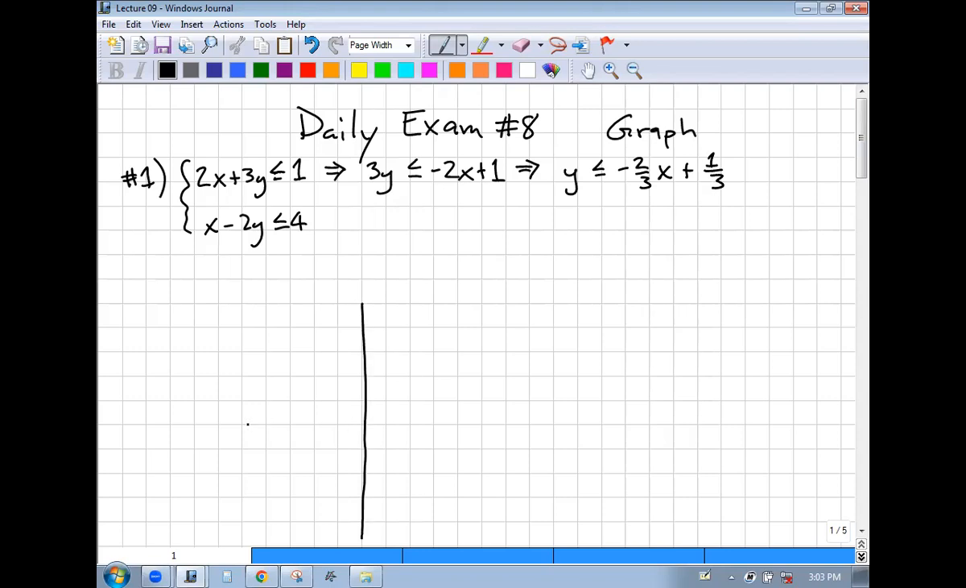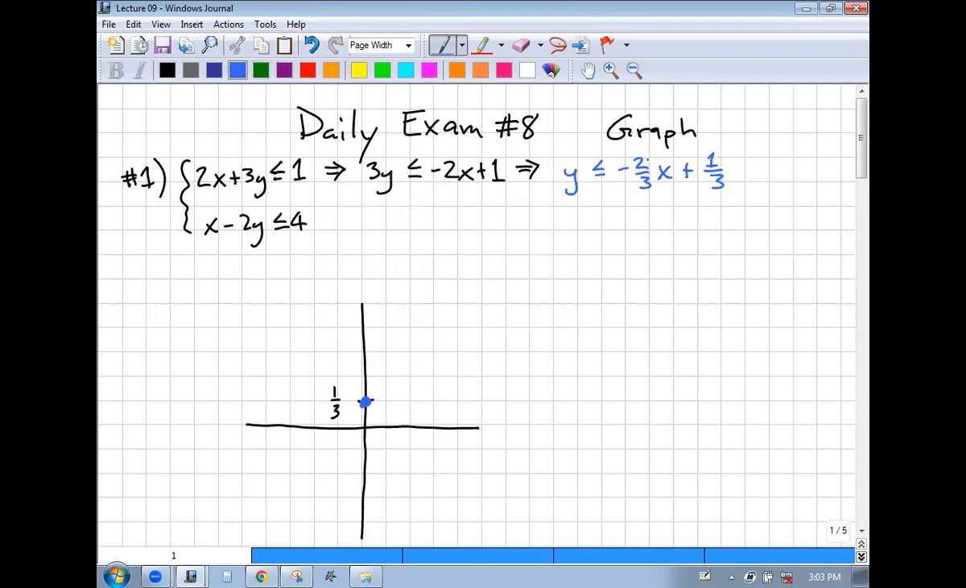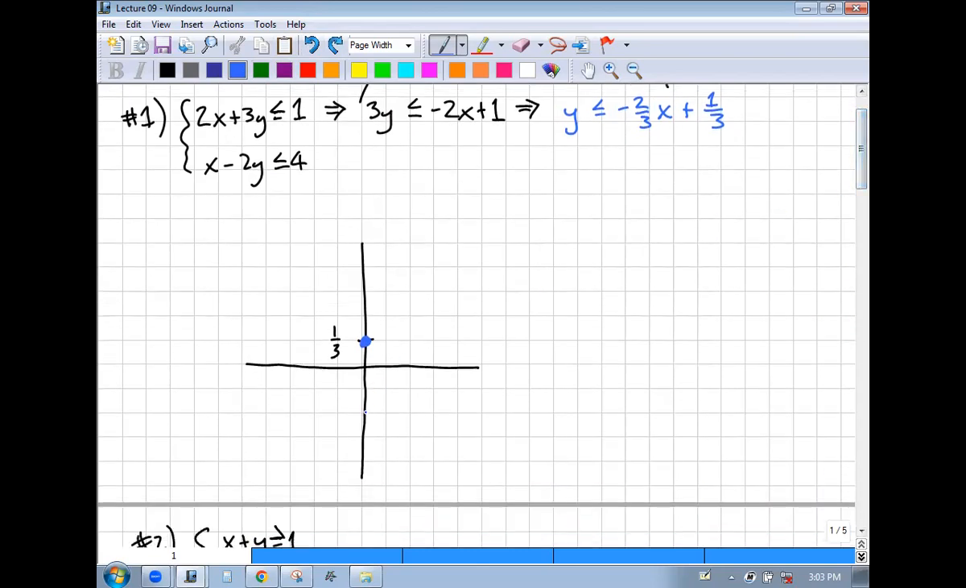So let's see. Try to do something reasonable here. Our y-intercept is at 1/3. So if we make each tick mark worth 1/3, that means that's a point on our line. We'll make this blue. And then our slope is -2/3. So for every 2 I go down, I have to go to the right 3. And let's see, since each one of these tick marks is worth 1/3, 2 would be way down here.